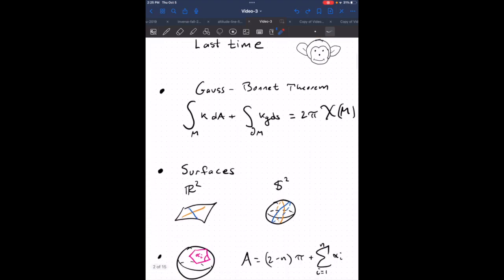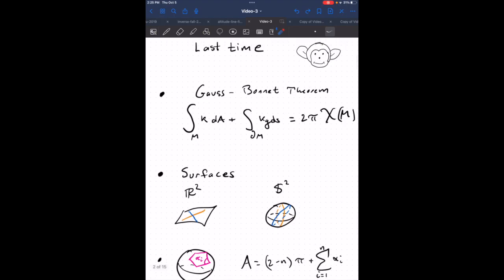So last time, what did we do? We stated the theorem, or a version of the theorem, and we talked about surfaces. So this m that appears 3 times in this formulation of the theorem is a surface. This will be the interior, this will be the boundary of the surface. Most of our examples will be on the plane or the sphere, and we compared some similarities and differences.